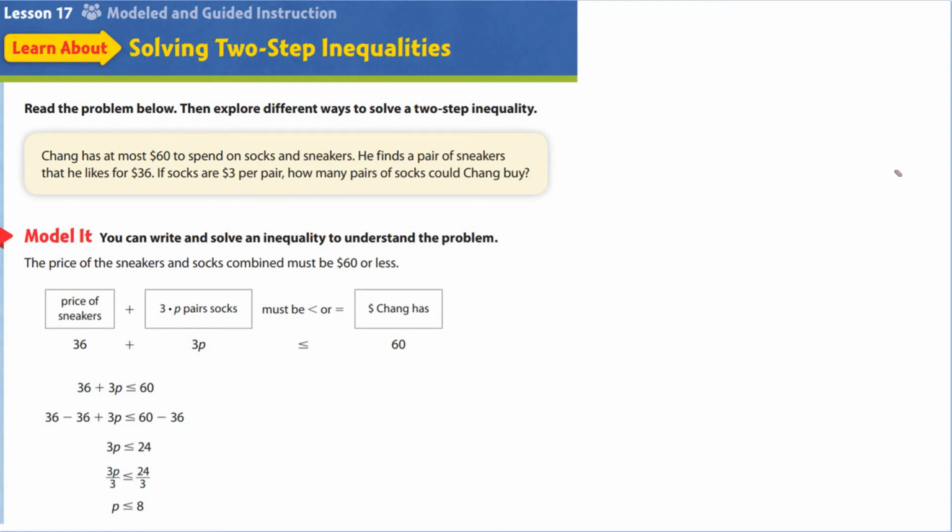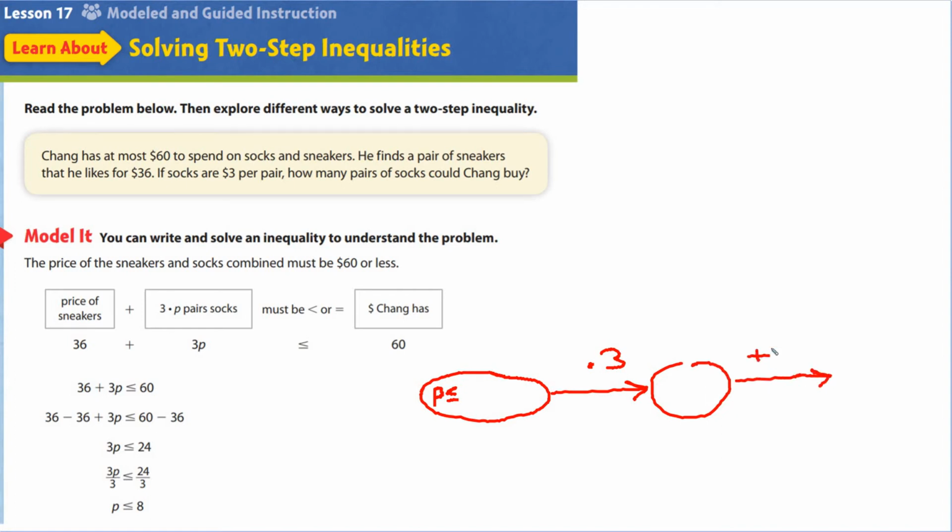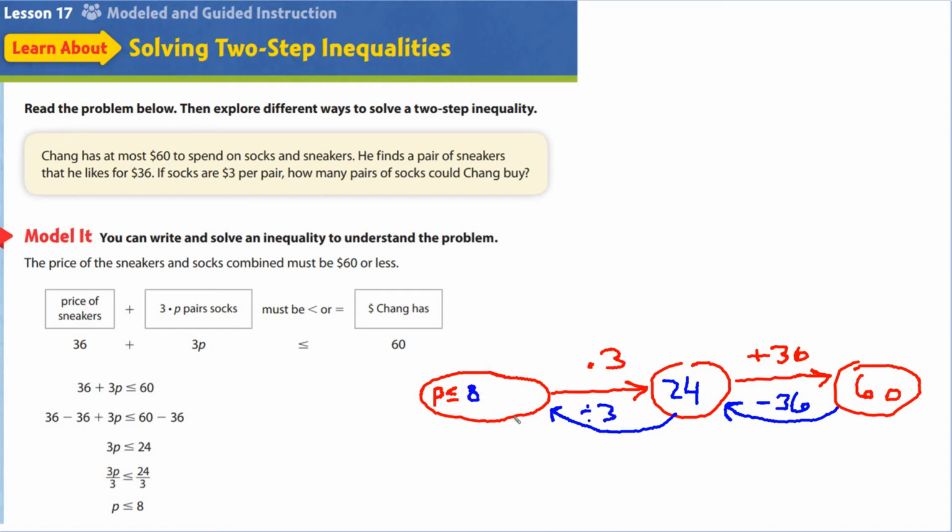Let me now use a flowchart so you guys can see that. So we're looking for p. P is on the left side of the equation, and the symbol is going to be less than or equal to. What happens to p first? Times 3, right? What happens to it next? Plus 36. What is the output? It's 60, right? That's the total amount he has. Backtrack. Minus 36. Minus 36, we got 24. 24 divided by 3. It's not divided by negative 3, so the symbol stays the same. 8. There it is. Okay?